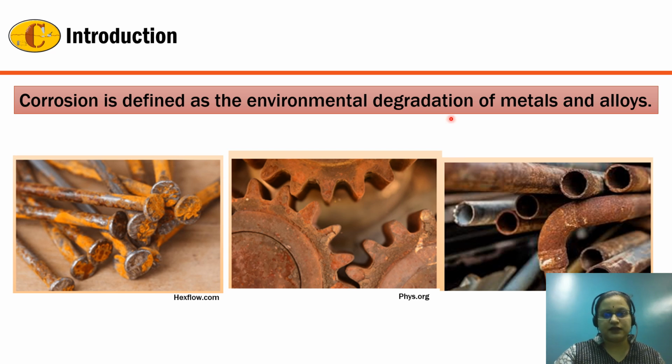Corrosion is defined as the environmental degradation of metals and alloys. This environmental degradation can occur in parts as small as nails and as large as gears, as well as pipes. This degradation can occur during storage conditions as well as during operation. In each of these cases, the corrosion leads to material loss, which will affect the integrity as well as lead to additional cost to buy better and newer materials.